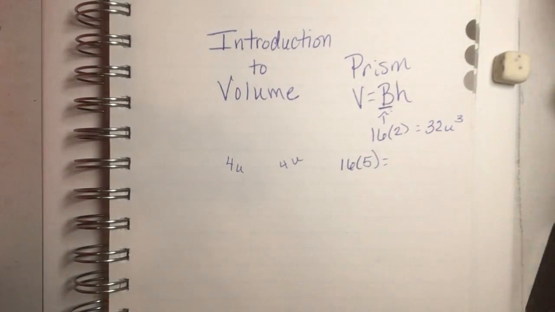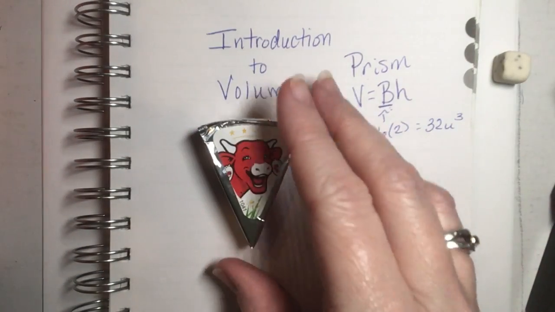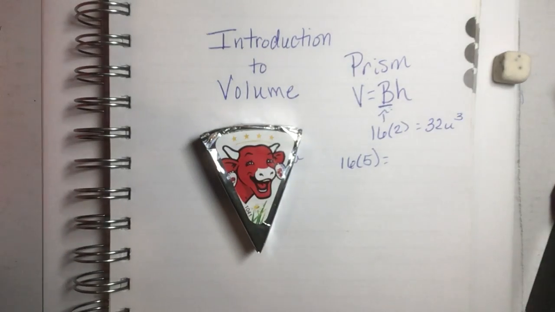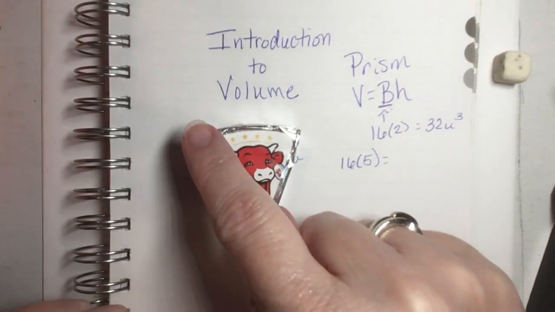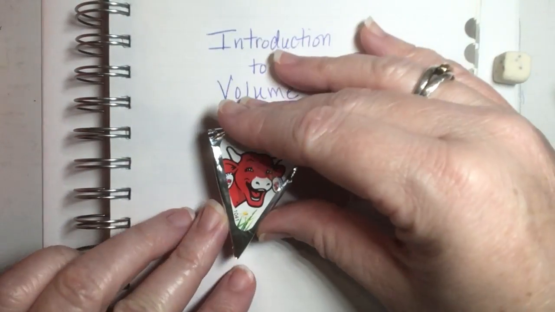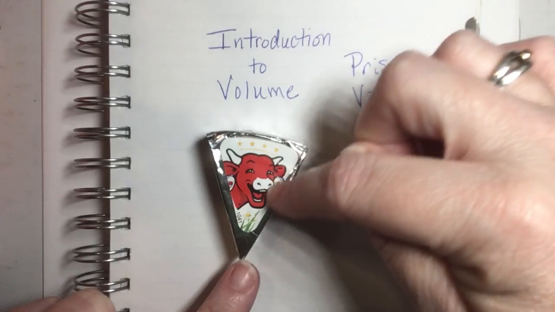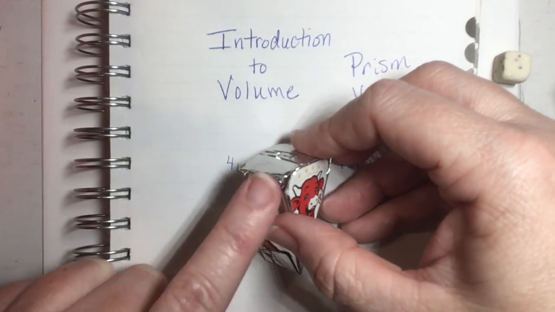Have y'all ever had these? This is cheese. It's so good. This cheese is in the shape of a triangular prism. So here's our triangle, and I had to smush this a little bit because it actually comes in a circle, but it's okay. So there's the shape of our triangle, and it has height.